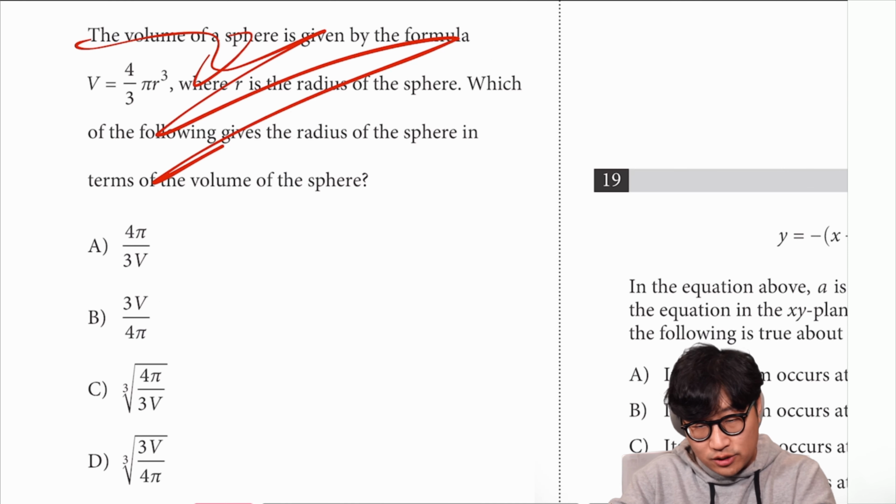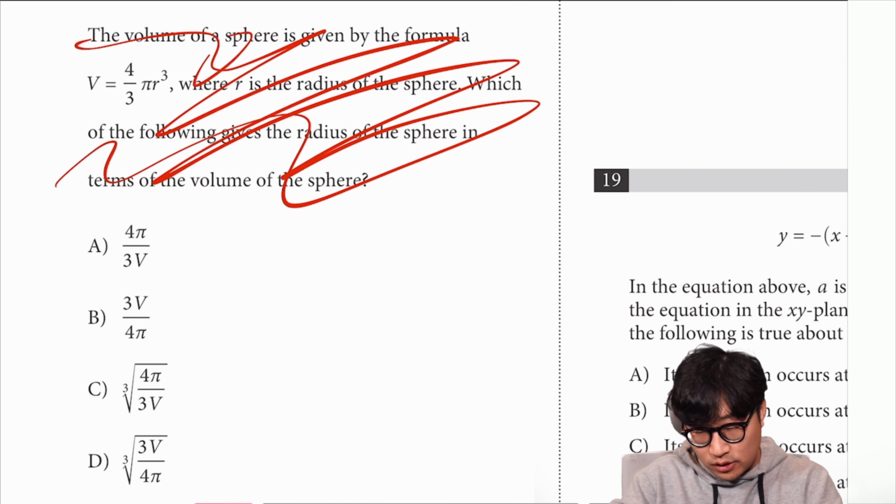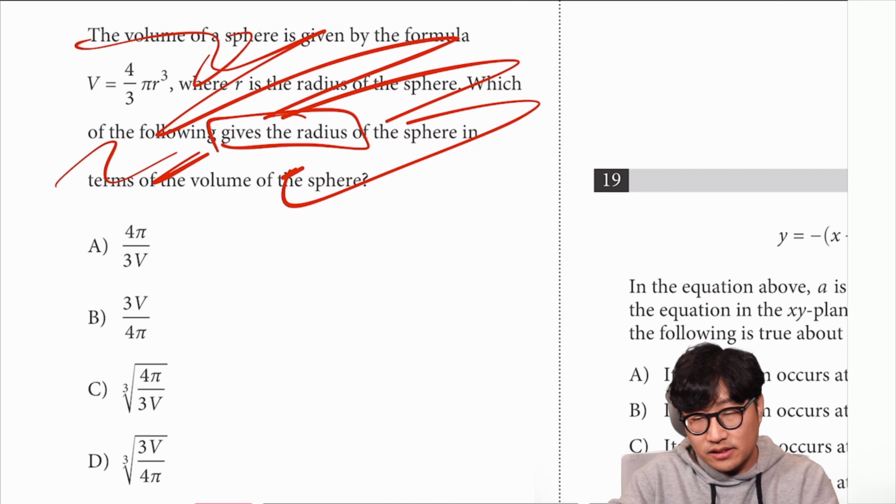Number 17, the volume of the sphere. You don't need to read much because look at the answer choices. Basically, you're solving for the r, because that's the only missing variable. It literally says what gives the radius. So, here we go.